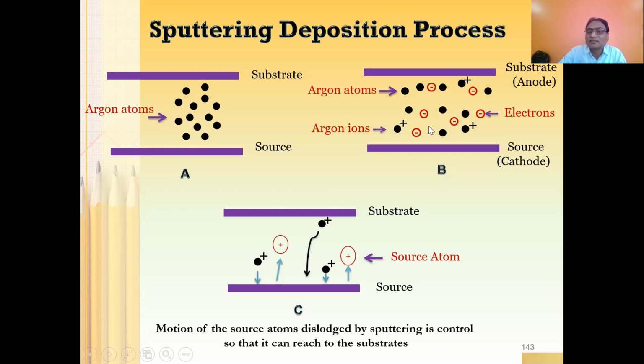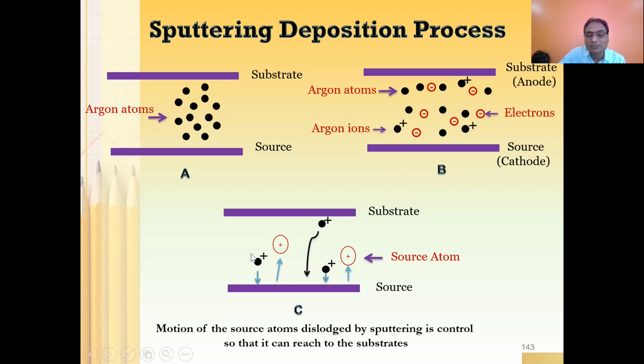The positively charged argon ions, if we keep this as negative, are going to be attracted towards the cathode, and the negative ones towards the anode. But here we are not going to discuss that. So these positive ions are going to be attracted by the cathode, right? So the velocity is going to be very high. As a result of that, what will happen?